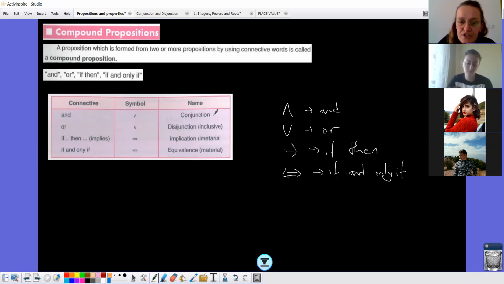These are the symbols and the names of these connective words. The first one is conjunction, disjunction, implication, equivalence. It's like that. So we need to know these symbols: what is and, what is or, how is if then, and how is if and only if. Are we clear with this? Yes, teacher, but when do we use it? Now I will show you.